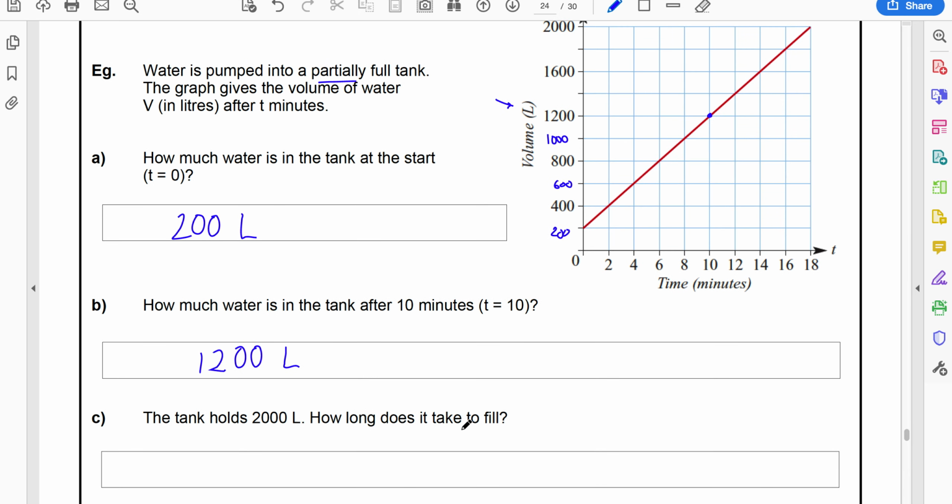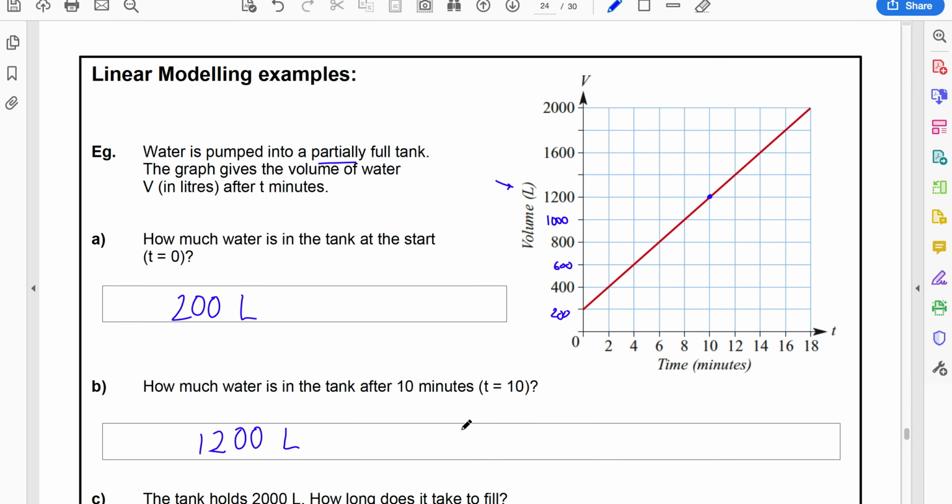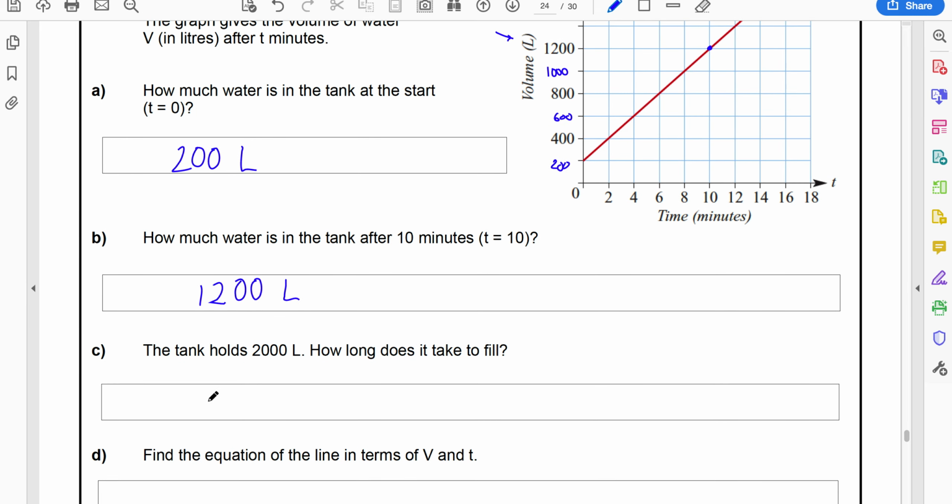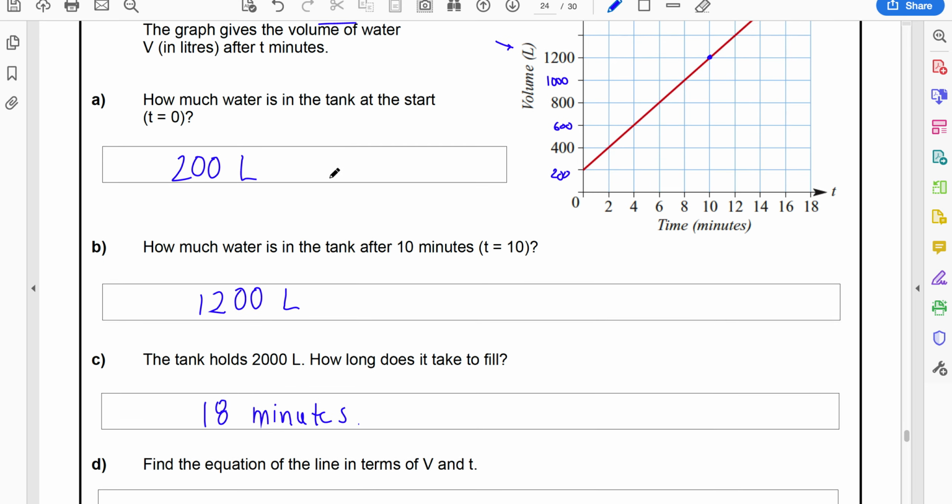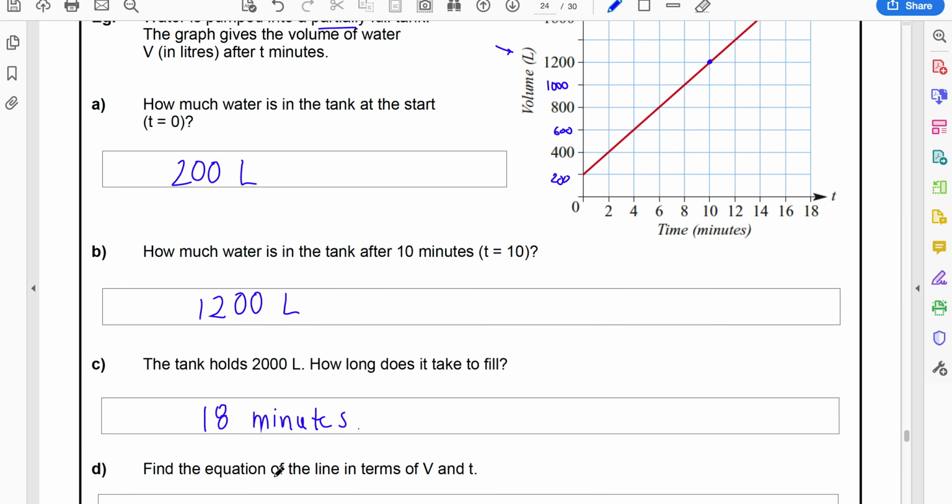Okay, the tank holds 2000 litres. How long does it take to fill? So this time we're looking at our volume being 2000, and we're having a look at what t value is at that coordinate, and we can see that it is at 18 minutes. So nice and easy to start off with. It's really just reading off your graph.